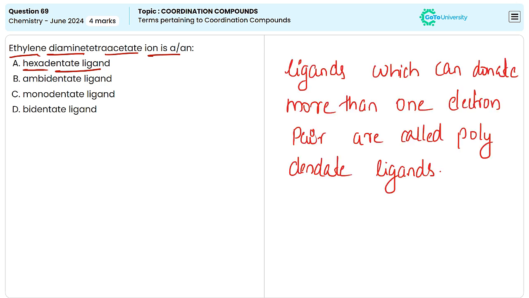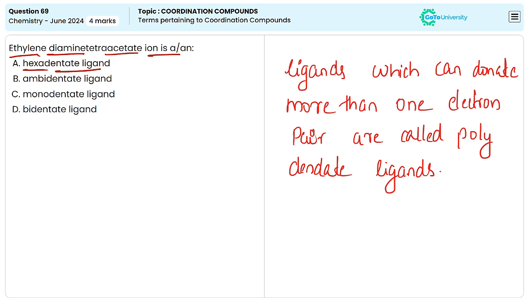Polydentate ligands can donate more than one electron pair to the central metal atom, and they have multiple donor atoms like nitrogen, oxygen or sulfur. They can coordinate to the metal center, resulting in more stable and more complex metal ligand complexes compared to that of the monodentate ligand, because they have only one binding site.